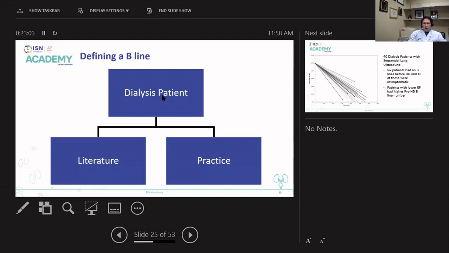Defining the relevance of these B lines, I'm going to move now into talking about dialysis patients, and I'm going to talk to you about the literature, and then I'm going to make a very different discussion about clinical practice.